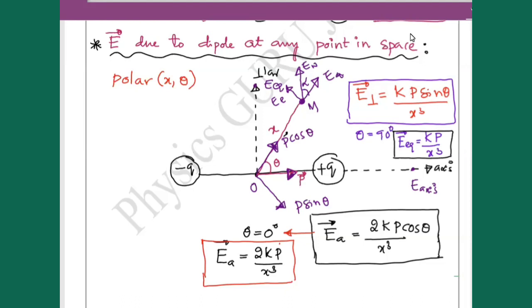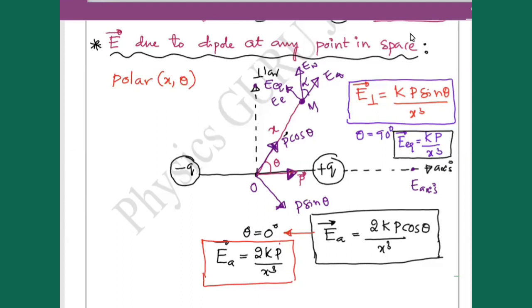All of you done? Spurti is sending. Okay, fine. Now in this one, how to calculate the net electric field intensity? We have E axial and E equatorial, right? How are they, can you tell me? Perpendicular to each other or parallel to each other? Perpendicular, right? They are perpendicular to each other.